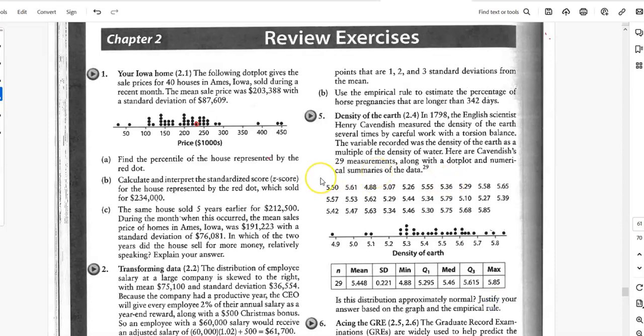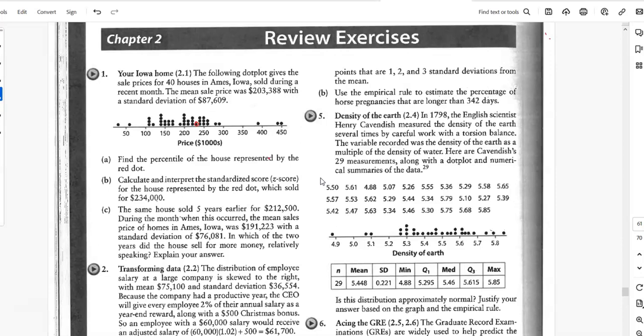Okay, so here we are at the review. If you are only using the PDF, it's hard to see that point between 200 and 250 there, right there, is definitely the red point. It wouldn't have shown up. So the first question says, find the percentile of the house represented by the red dots.